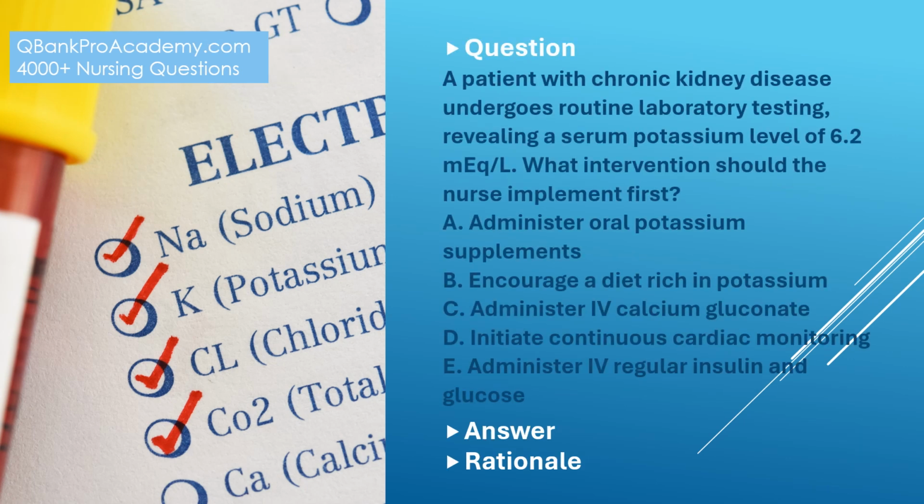Question. A patient with chronic kidney disease undergoes routine laboratory testing, revealing a serum potassium level of 6.2 mg/L. What intervention should the nurse implement first?